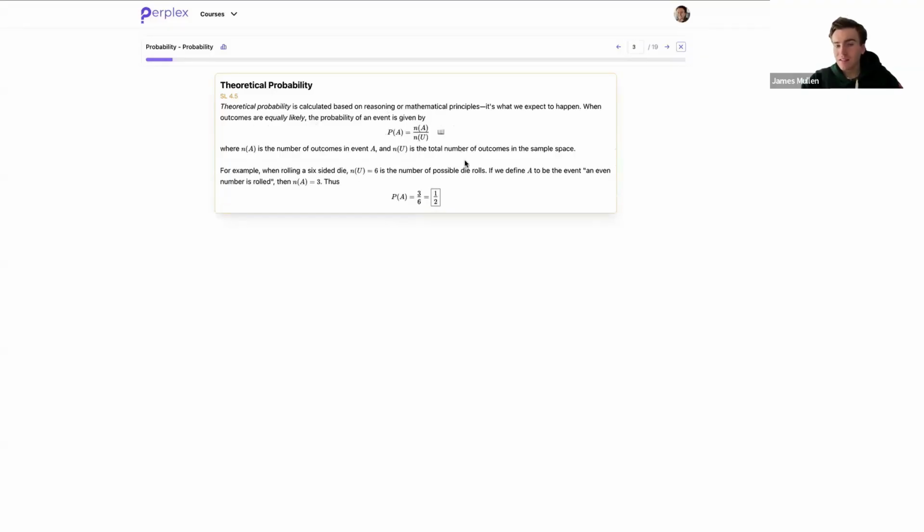So, let's take the example of rolling a dice. I have six possible dice rolls, so the size of the universe, n of U, is 6. And if I define A to be the event an even number is rolled, well, there are three possible even numbers, so n of A is 3. And thus, the probability of rolling an even number is 3 out of 6, or 1 out of 2.